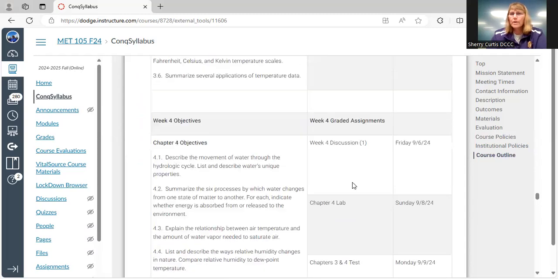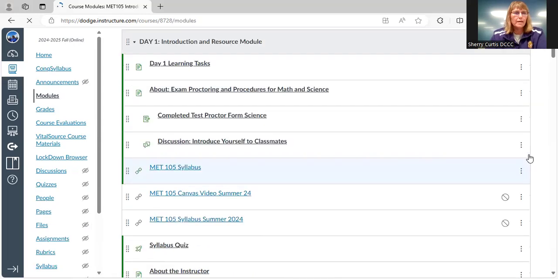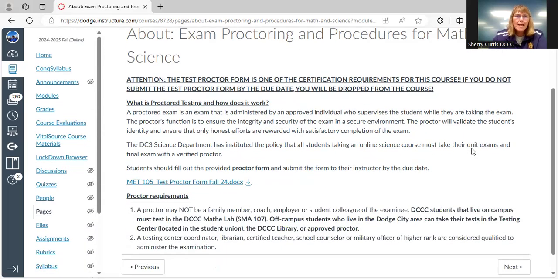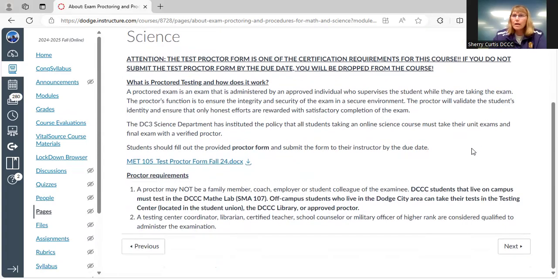Now I want to back up to the modules, and I am going to pull up the exam proctoring information. All right. Again, if you're on the Arizona campus, they will take care of you out there. They do a fabulous job. If you are on the Dodge City campus, you can take it in the math lab. You will have to schedule through a system.